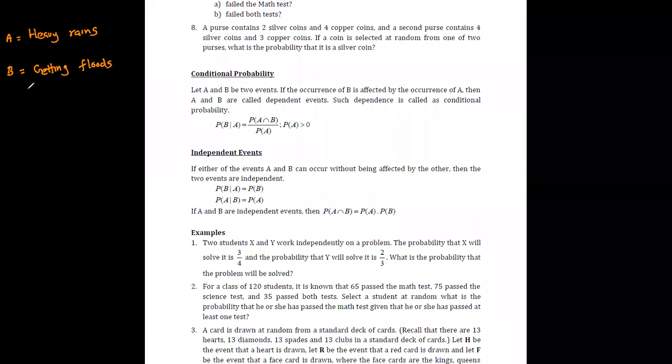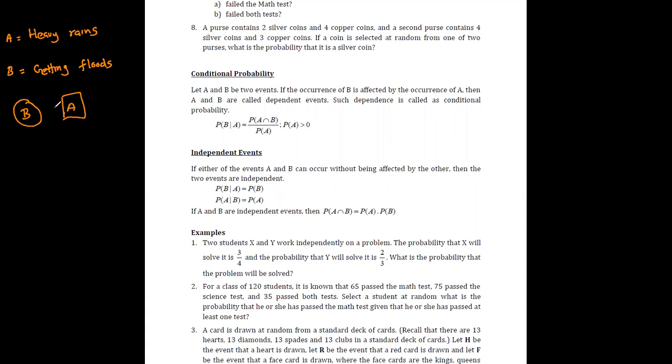So if you consider these two events, event B depends on event A. It is because if you are getting heavy rains in your area, then you will have a situation of getting floods in your area. If you are not getting heavy rains, then there will not be floods in your area. Therefore, the occurrence of event B is affected by the occurrence of event A. Therefore, this type of events are said to be dependent events.